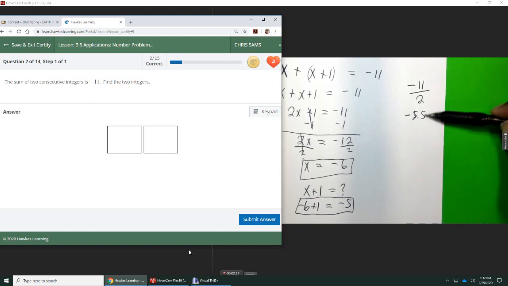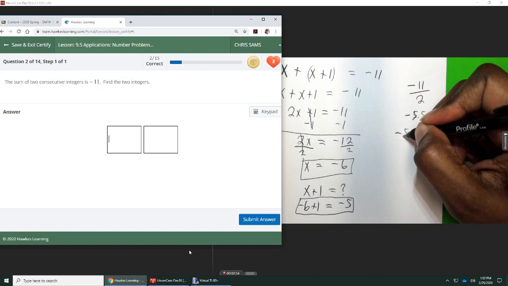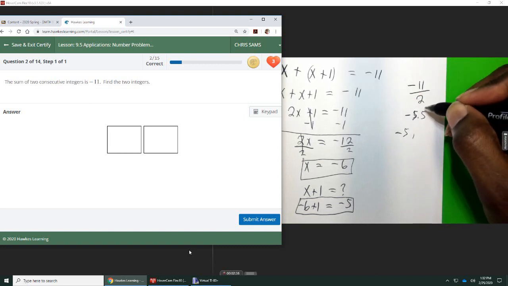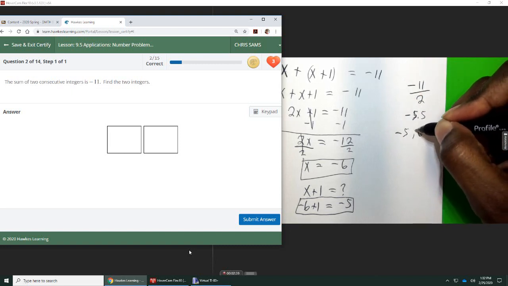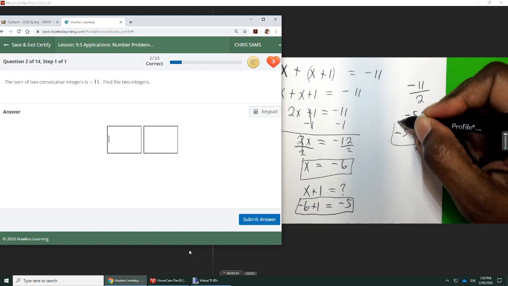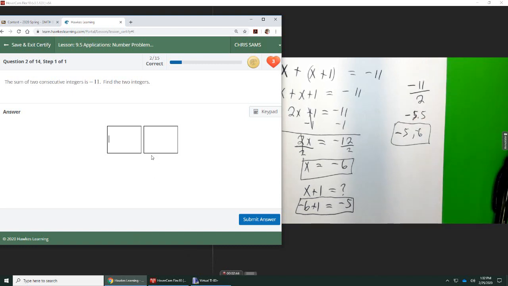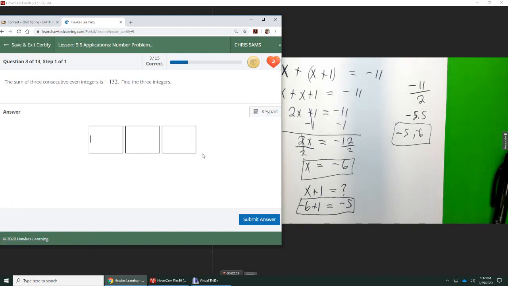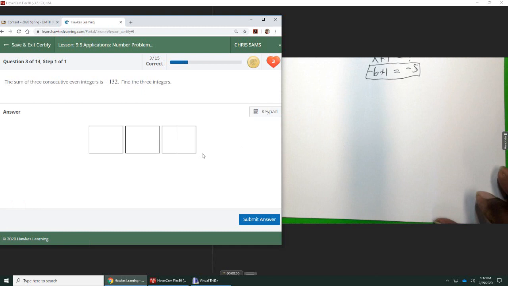So if you get a decimal and you need whole numbers, you go up to the next biggest number and go down to the smallest number. So you can get there also by using this method of average, and just go up 1, down 1, and you still get negative 5 and negative 6. I'll be using this method from here on out, but you can use the equation method. Okay, so this one is a very similar type, so I'll show you with that shortcut.